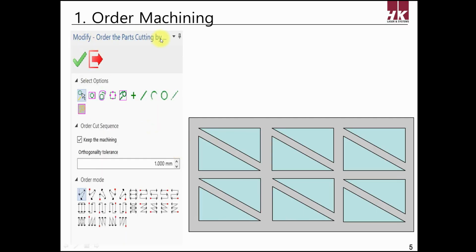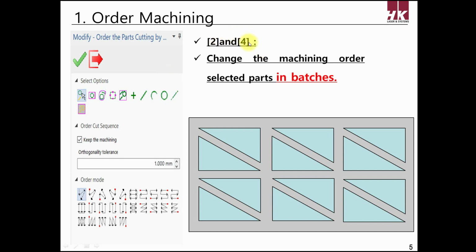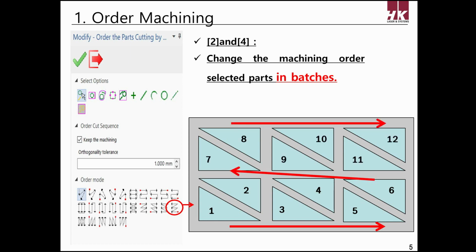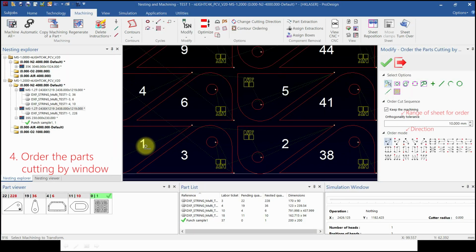In the second one, order cut sequence by window. And the fourth one, order the parts cutting by window. Think of orthogonality tolerance as the range of applying the sheet for order cut sequence. And select the wanted direction in each order mode from the red dot. If you want to change order in zigzag, input a larger value in orthogonality tolerance. I will show it in the program.